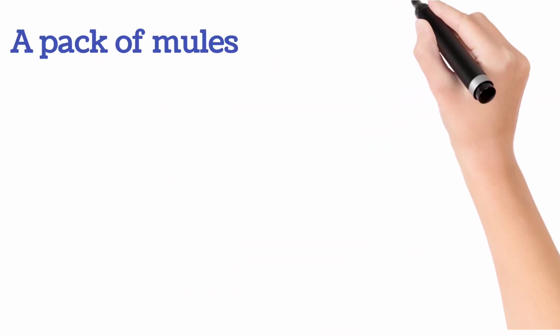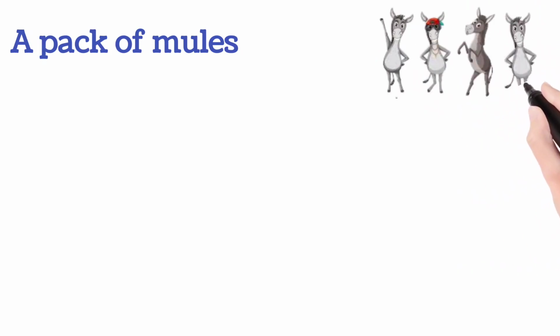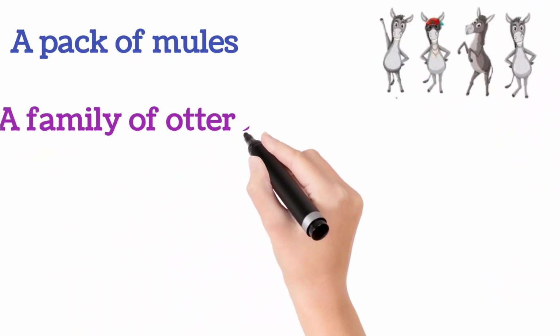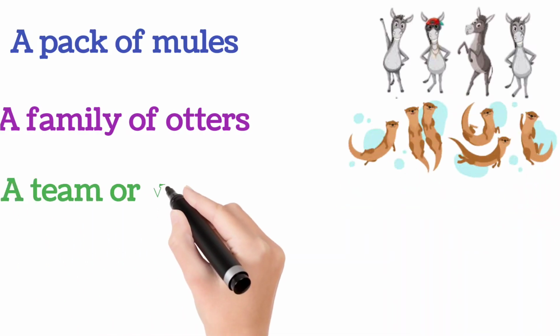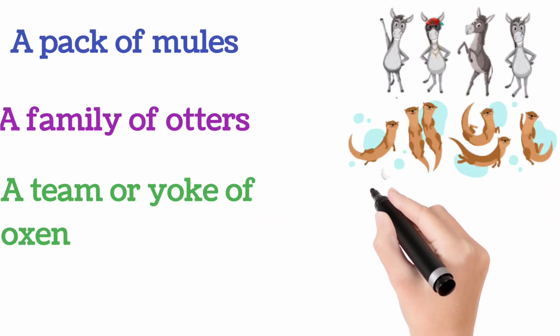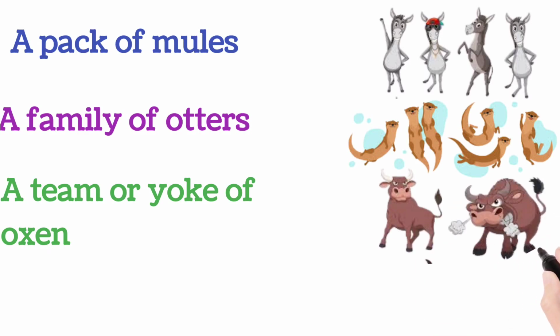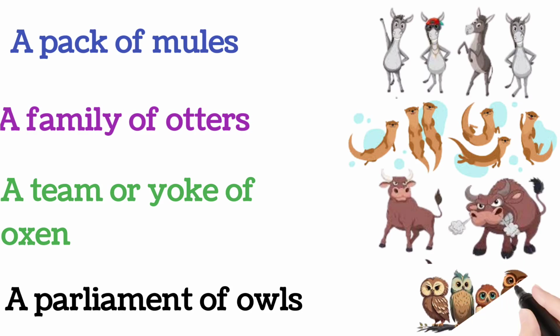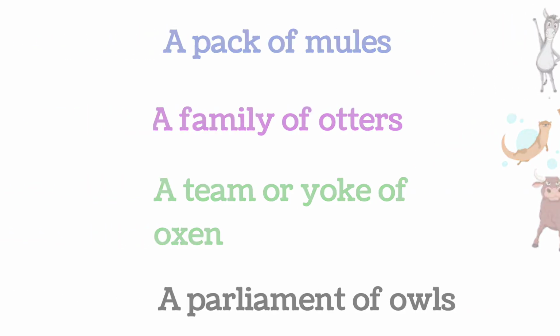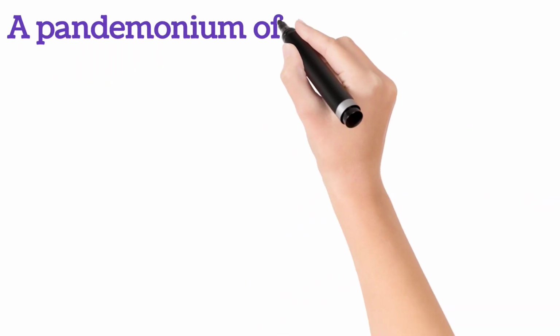A pack of mules. Here you can see the mules. A family of otters. A team or a yoke of oxen. A parliament of owls. The pack, family, team, yoke, and parliament are the collective nouns.